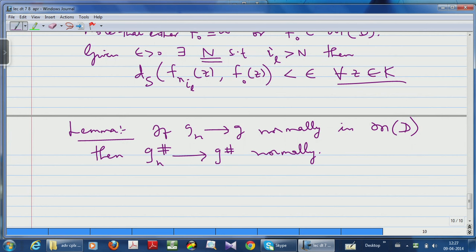If you have a sequence of meromorphic functions which converges to a limit function, and suppose all this is happening normally, namely uniformly on compact subsets of your domain D, then of course we have already seen that the limit function is going to be meromorphic, or it is identically infinity. So this G can be either meromorphic or identically infinity, and no matter what that is, if you take the corresponding sequence of spherical derivatives, that will converge to the spherical derivative of the limit, and that will happen normally. And remember that if G is identically infinity, there is no problem with the spherical derivative, it is 0. It's not something strange, not an undefined quantity. So I am using this.